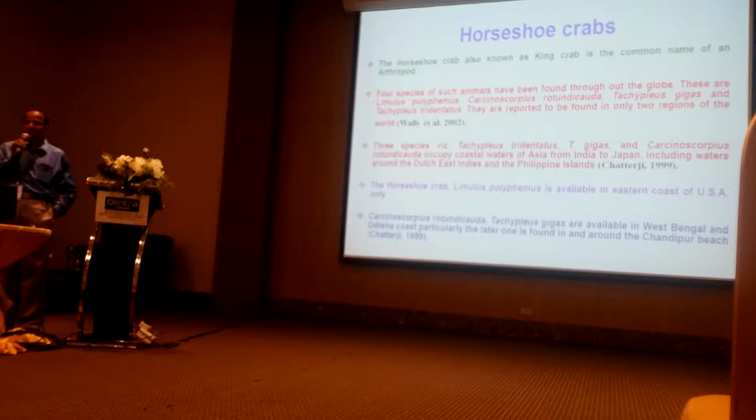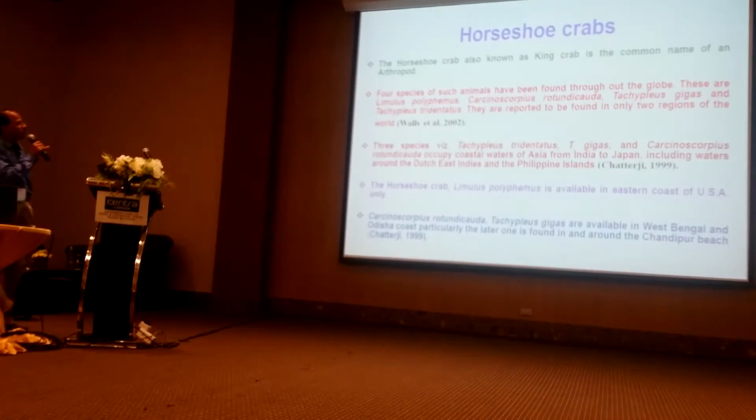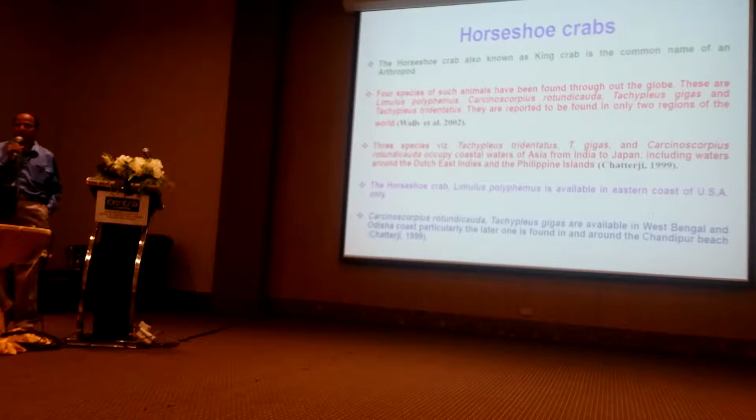that you can also sustain in this future climatic change environment. So this horseshoe crab, also known as king crab, is a common name of the arthropod. Though its name is crab, it's not a crab at all. It belongs to the arachnid group. It's more similar to the spiders and scorpions rather than the crustaceans.